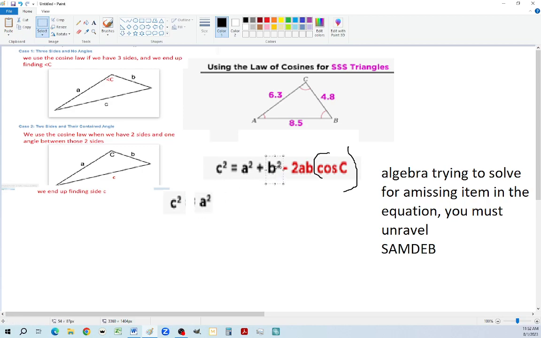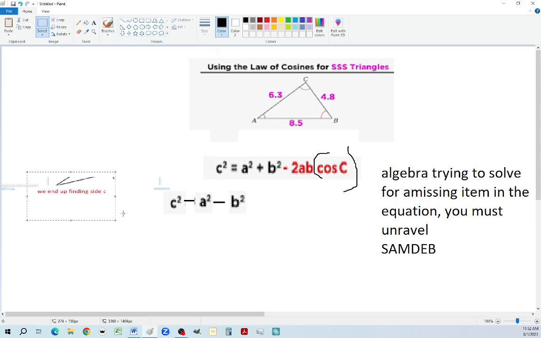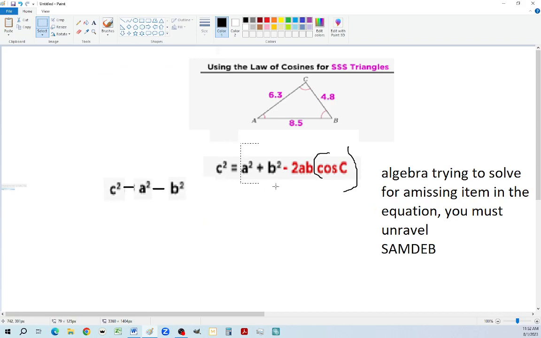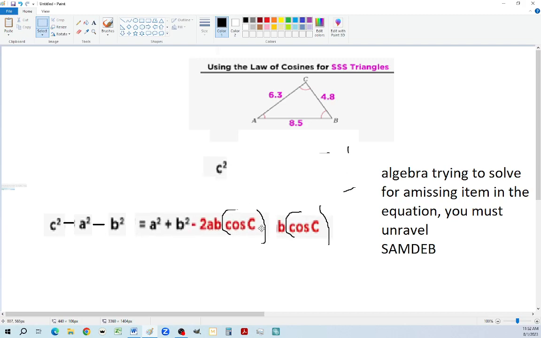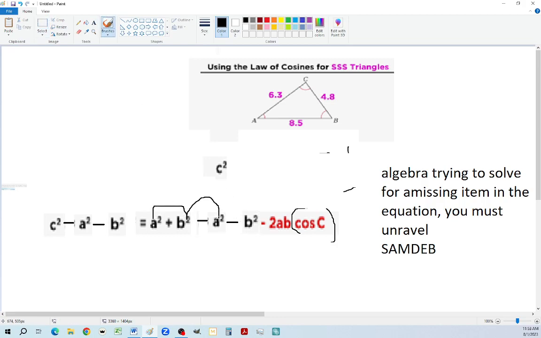I'm going to start with subtracting from the left side. So I subtract a squared and b squared from the left side, and I'm going to get rid of this. I'm going to subtract them, therefore, from the right side as well. So I'm going to put this way over here with an equal sign, like that. And because I've subtracted a squared and b squared from the left side, I will also subtract them from the right side. If you look at this, it goes a squared plus b squared minus a squared minus b squared. So it's clear these things will just disappear.